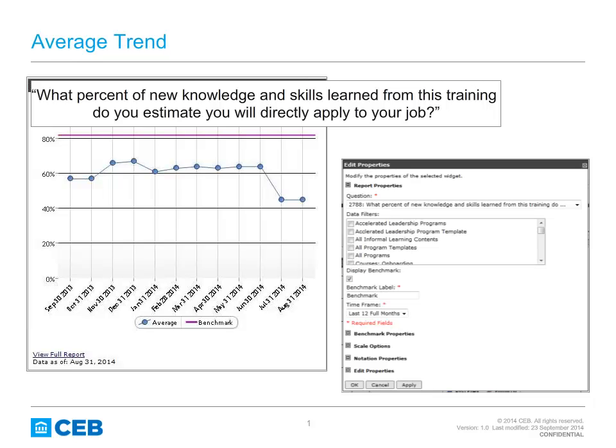In our scenario here, trended over 12 months, we see the same question we typically use to identify scrap learning. The question: what percent of new knowledge and skill learned from this training do you estimate you will directly apply to your job? Now this question has a percent-based answer, so you'll see 0 to 100%. The widget itself will allow you to select the question, but not the answer options. So what it'll do, it'll take the average of the answers for all the percent responses and put them into this nice trend that's easy to see and easy to communicate.